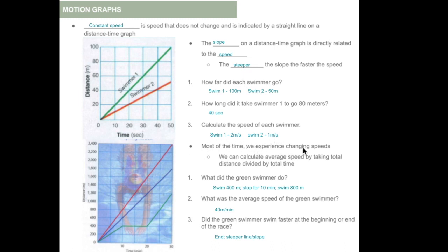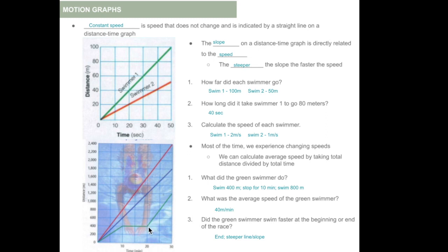Most of the time we experience changing speeds, so we can calculate average speed by taking the total distance divided by total time. Okay, so what did the green swimmer do? The green swimmer started off swimming and traveled 400 meters, right? And then they stayed at 400 meters for an additional 10 minutes, from 10 minutes to 20 minutes. So that means that they were stopped.